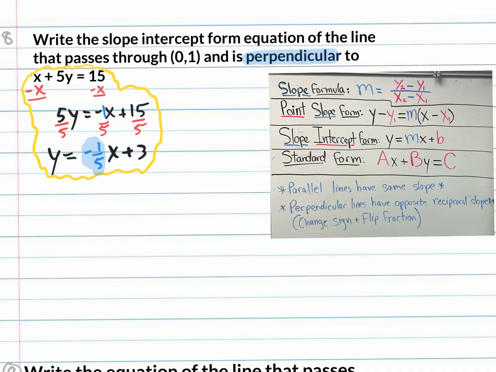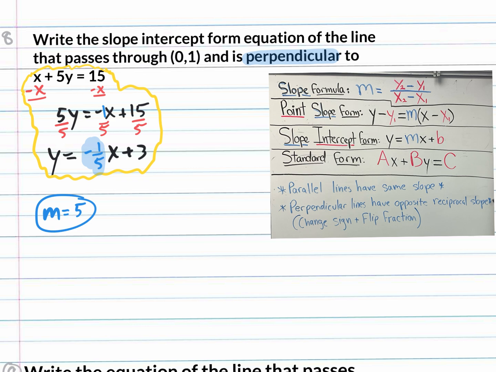But it says perpendicular, and perpendicular lines have opposite reciprocal slopes, which means you change the sign and flip the fraction. So technically, our slope is going to be what? Yeah, 5, right? You change it to a positive and you flip it and it'll become 5. So m equals 5. That's our slope. That means you don't have to look at this equation ever again. You change the way it looks so you can see the slope. Your slope is perpendicular to this one, which is 5.